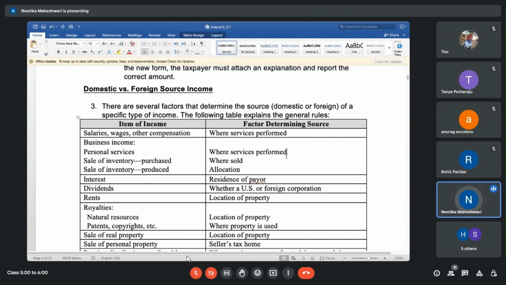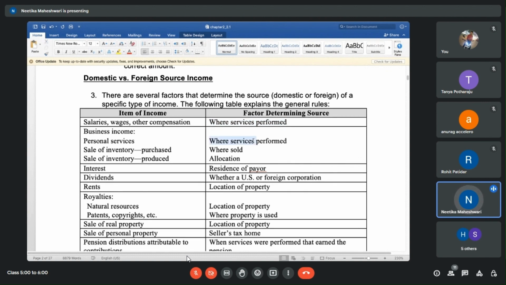No, it's quite possible the other way around, that the person is living in US, but he still got some Form 16 or some other income from India. So how do we do that then? In that case, we'll have to see, maybe US has first right. Where services were performed, that is very important. Again, for business income and personal services, we need to see where services were performed.